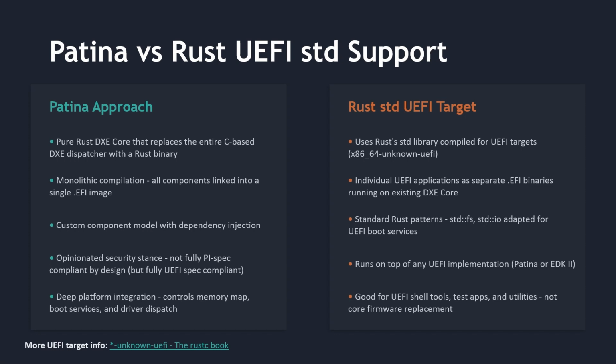Beginning with Patina on the left, it is a pure Rust DXE core that replaces an entire C-based DXE core and therefore dispatcher. It has monolithic compilation, as mentioned before. This is in contrast to how C firmware is typically compiled, where the core itself is an EFI binary, and all of the drivers that it dispatches are also EFI binaries. In Patina, we compile those into a single EFI image. That allows us to best make use of Rust's compilation safety model, including the borrow checker and so on.